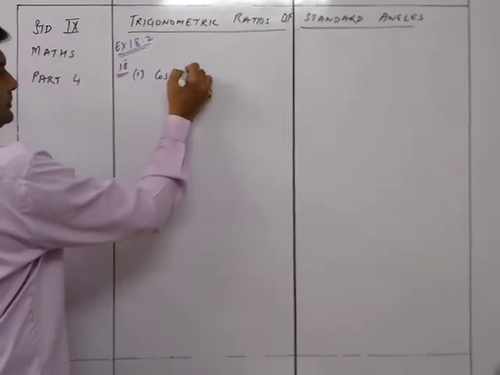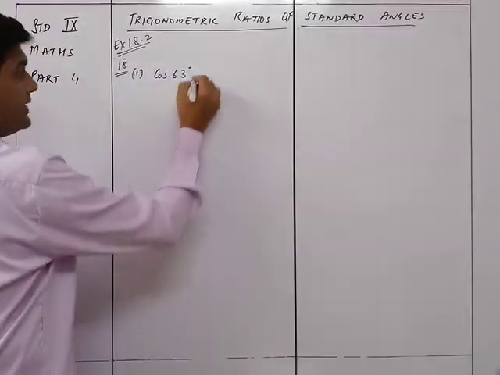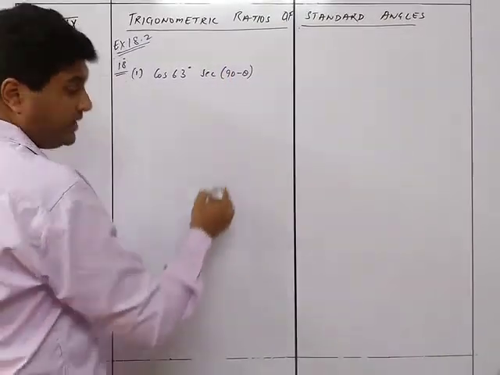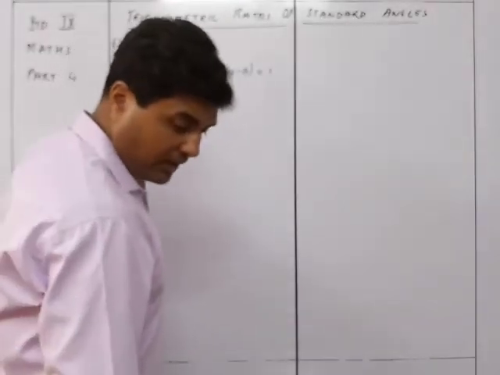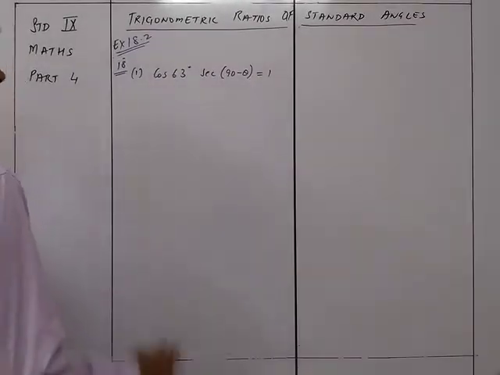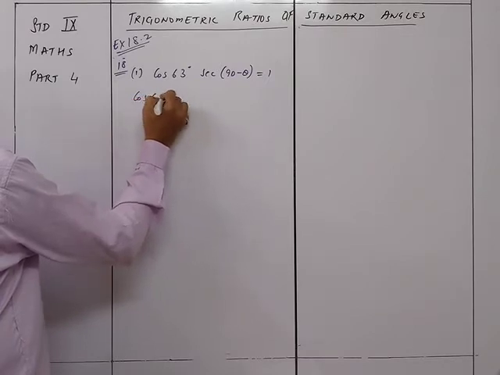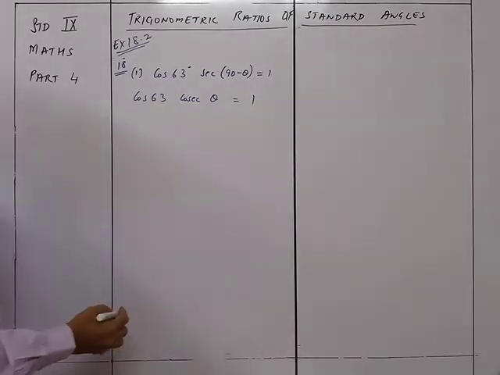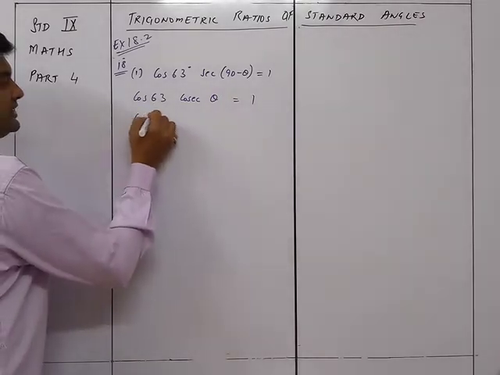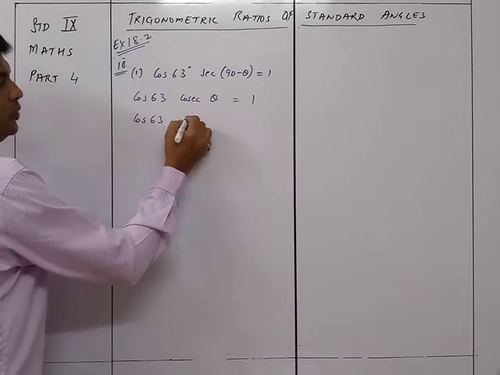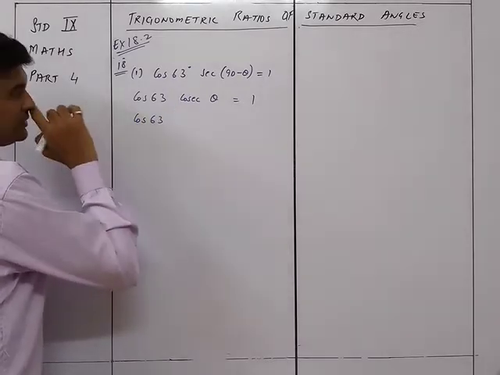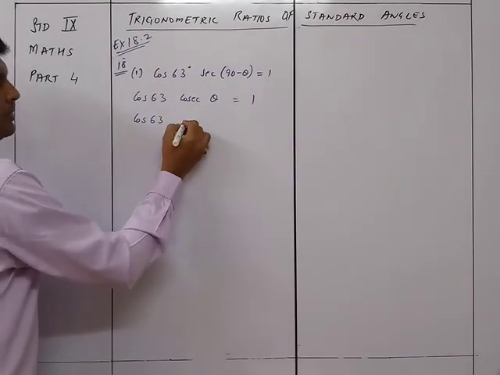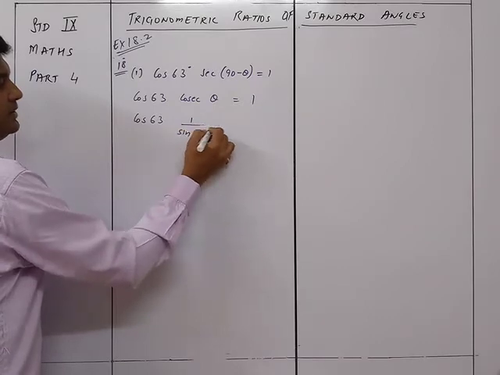Cos 63 sec 90 minus theta is equal to 1. You need to find out the value of theta. So it is cos 63 cosec theta is equal to 1. So cos 63 into 1 upon sin theta, since cosec is nothing but 1 upon sin theta, is equal to 1.